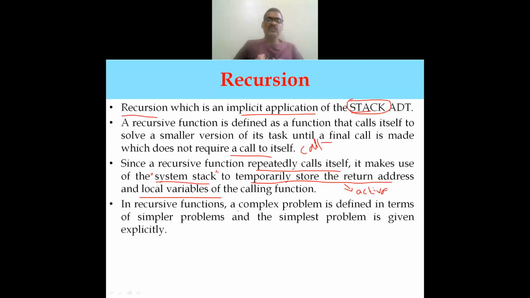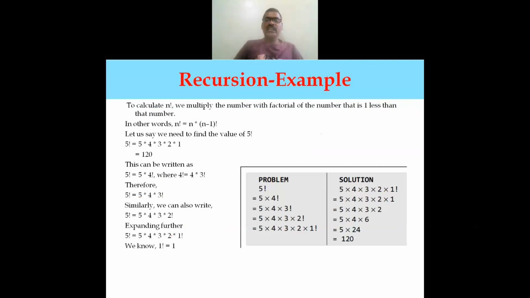Fine. So in a recursive function, a complex problem is divided into simpler problems, and the simplest problem is given explicitly for the solution. We are taking an example here to calculate the factorial of a given number, n factorial. Generally, the definition of n factorial is the multiplication of the natural numbers starting from 1 up to that given number. For example, take 5 factorial. 5 factorial is nothing but 1 into 2 into 3 into 4 into 5.